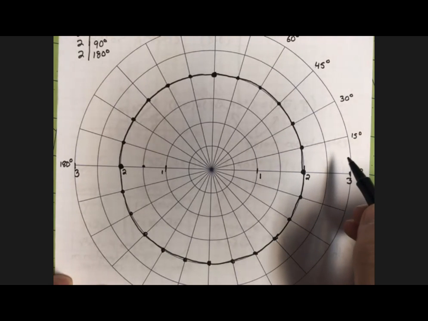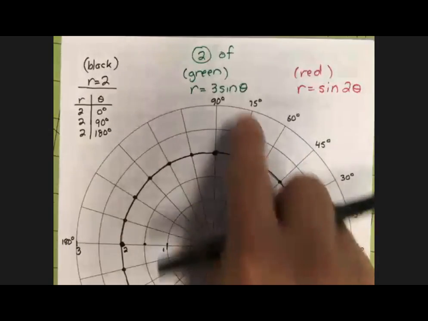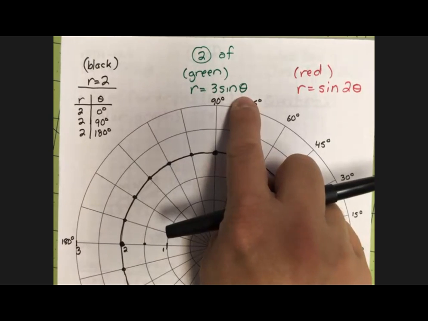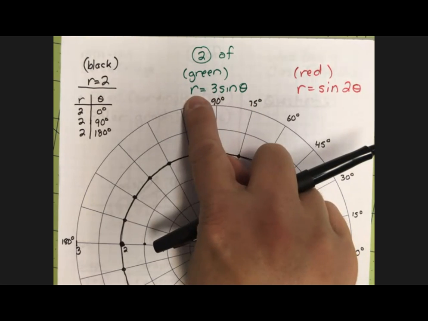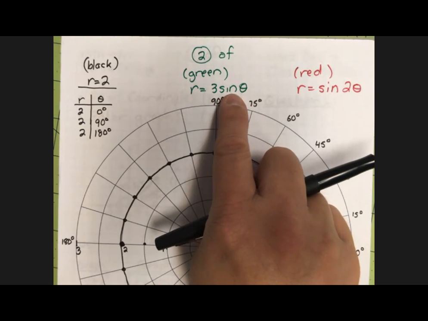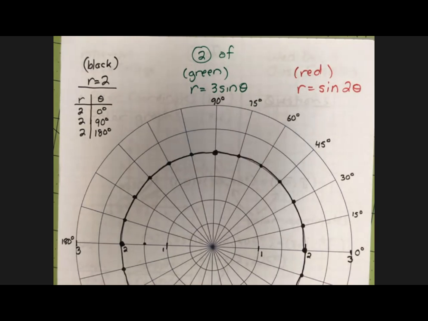Now let's look at this green one, 3 sine theta. Sorry, move up to there. I'll rewrite a table down at the bottom of the paper. Now, when I change theta, I do change r. So I could think of my knowledge of a regular sine wave. Think of your knowledge of an ordinary sine wave from 0 to 360 degrees.